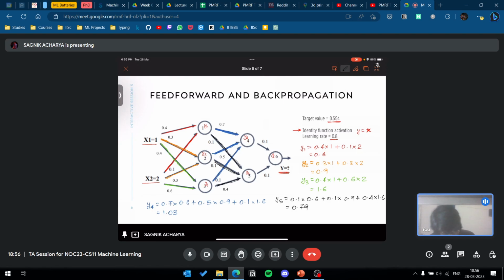And finally y6. So finally we have reached the end. So y6 is 0.1 times y4, which is 1.03, plus 0.1 times 0.79, right? So this value comes out to be 0.182, right? So this is my value for y. My target value is given here, 0.554. So we'll move to the next page.